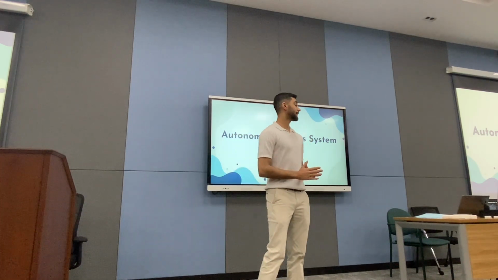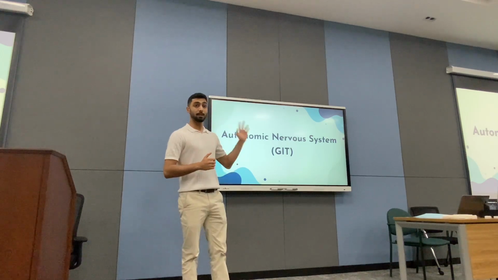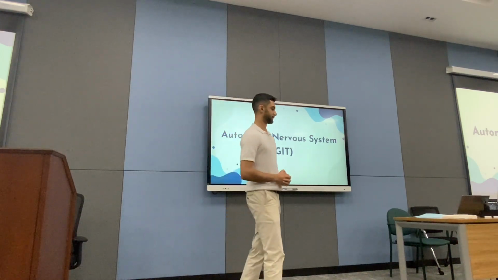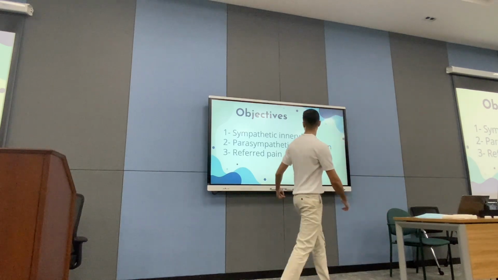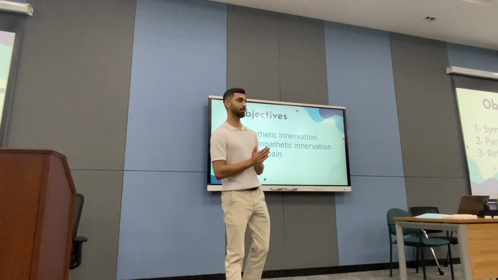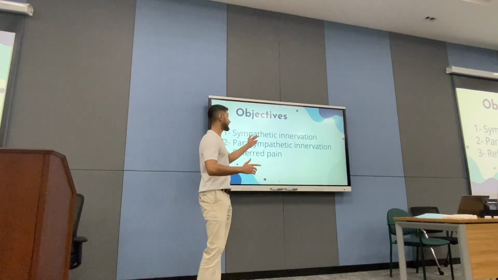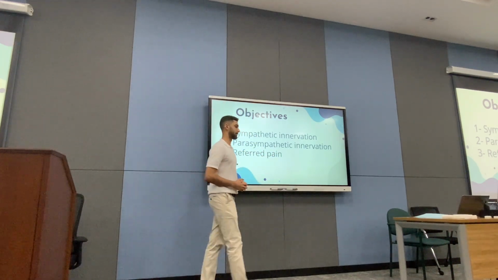I'm going to explain about the autonomic nervous system innervation, particularly for the GIT. Our objectives for today are that we're going to talk about the sympathetic innervation, explain the concept and the idea. Then we're going to talk about the parasympathetic innervation. Then lastly, we'll talk about the referred pain.